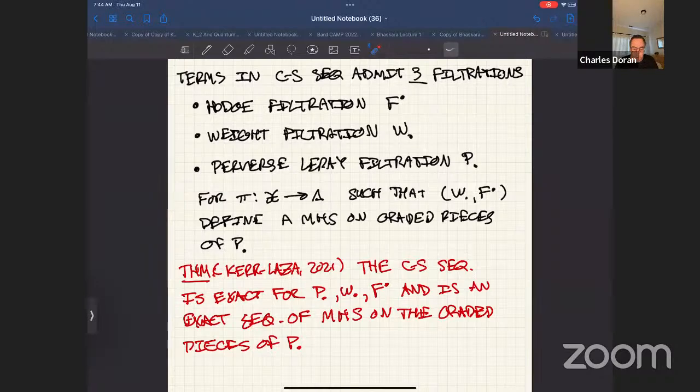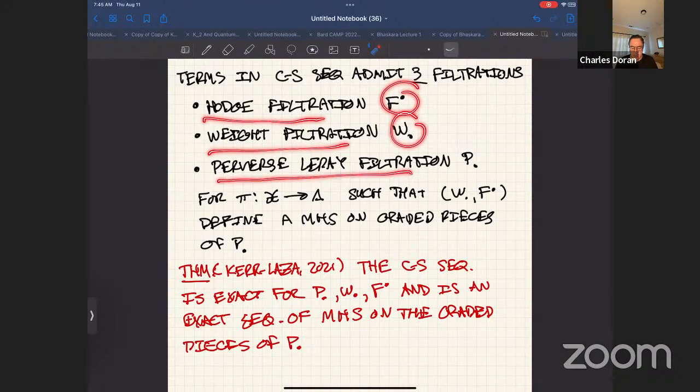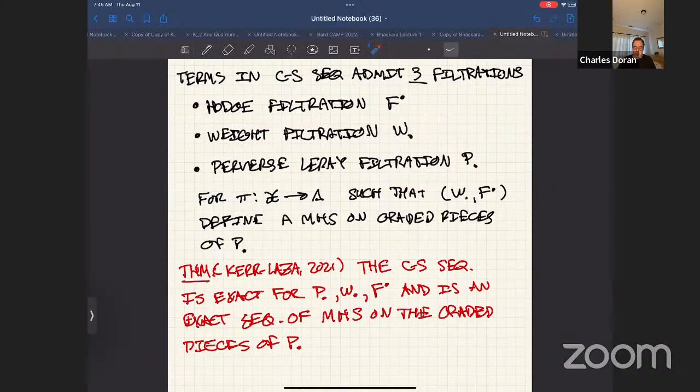What you find is that terms in the Clemens-Schmid sequence admit 3 filtrations. There's the Hodge filtration, the weight filtration, and the perverse Leray filtration. And if you have a fibration over a disk such that the weight filtration and the Hodge filtration define a mixed Hodge structure, they do it not just on the whole cohomology, but actually on the graded pieces of the perverse Leray filtration. So this is a definite refinement of your usual kind of H^(p,q) picture, right?